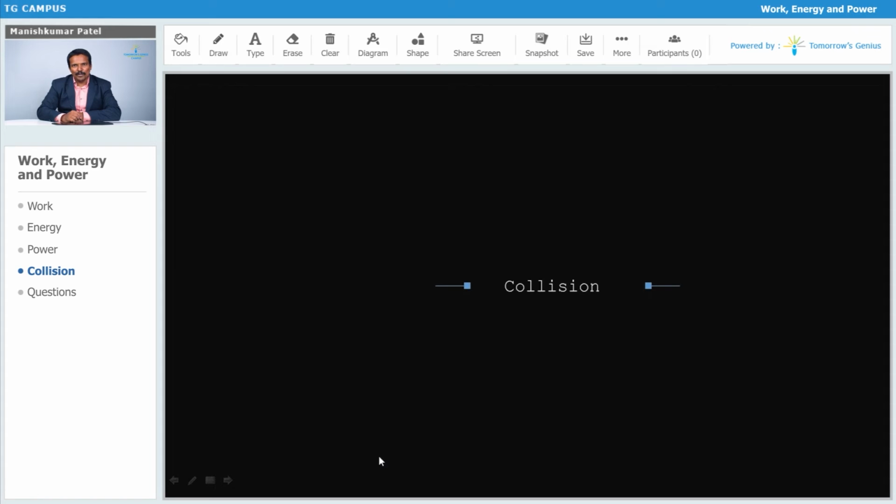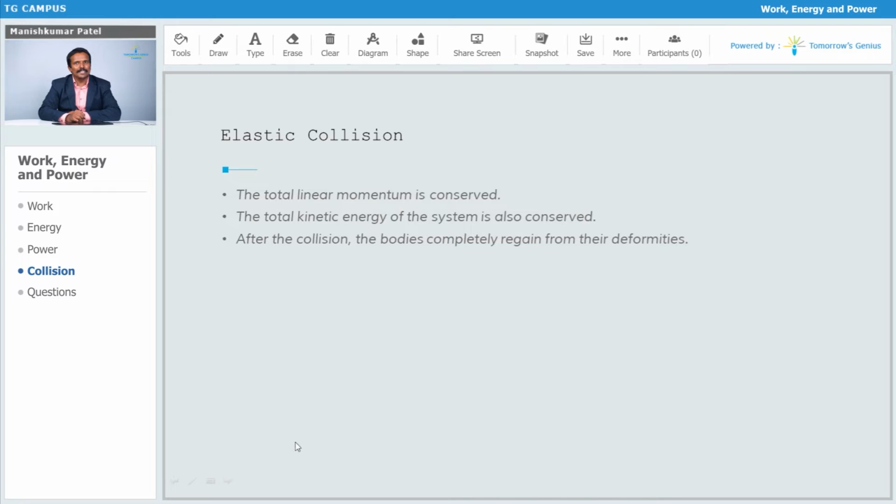Now we will talk about collisions. Mainly in collision, we will see the different types of collision: elastic collision and inelastic collision. In the elastic collision, two things mainly occur. The momentum is going to be conserved.